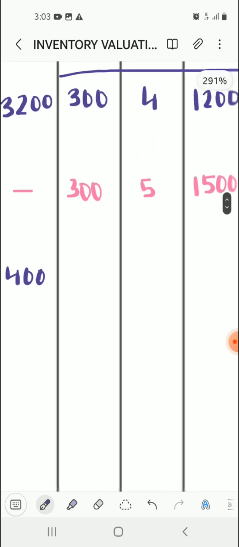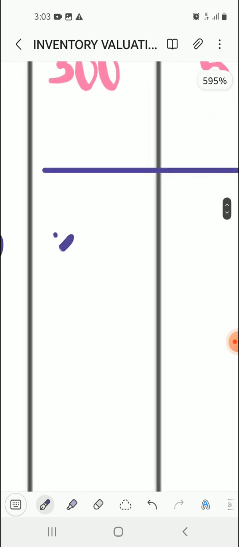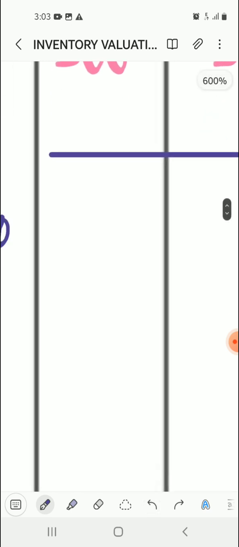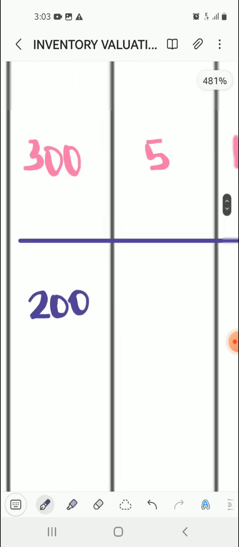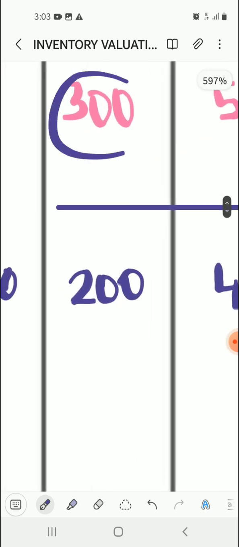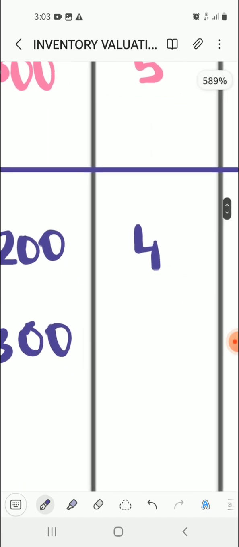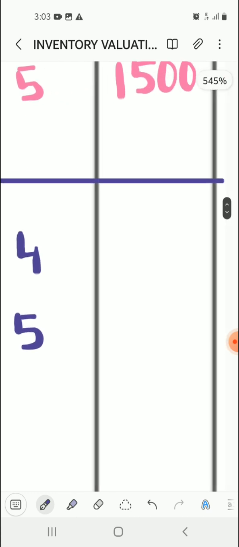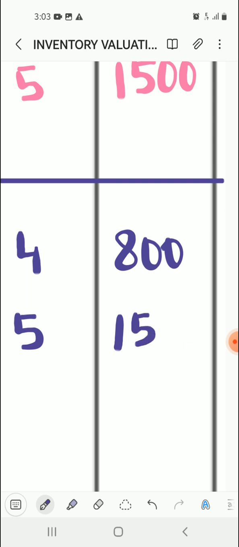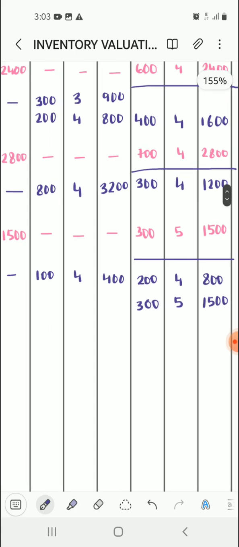Now for balances, you see the 100 units are gone from the previous lot, that is the 300 lot. So it is no more 300, instead it will be 200. And the unit price is 4, and this 300 lot of 5 rupees remains intact, so we are going to write it simply 300 into 5. Now 200 into 4 will be 800 and 300 into 5 will be 1500. So we are done with our balances right now.